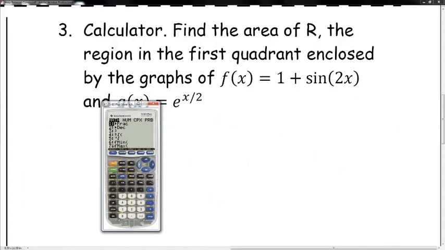So I'm going to do math 9 again, and again go to variables, y variables. Now it's going to be y1 minus y2 because the graphs have switched. Then comma x, comma 0, comma, and again our intersection at the very end was b. Then we can go ahead and hit enter. And there's our area, 1.013 or 1.014.